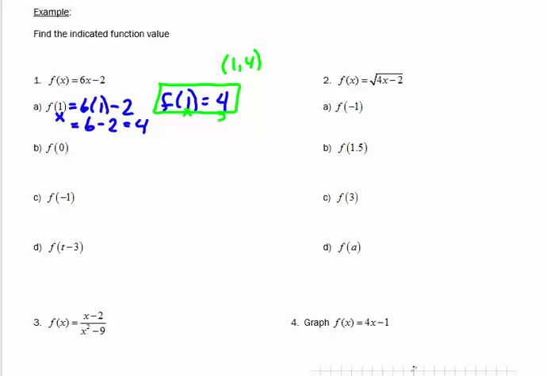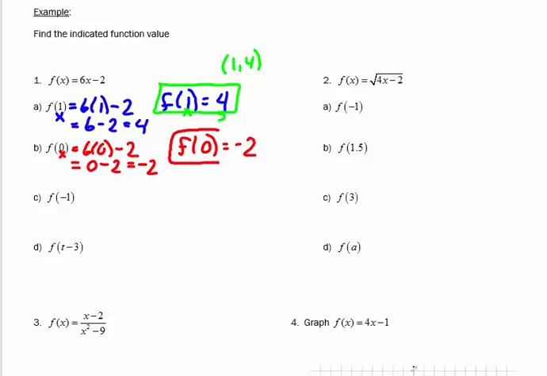Now let's try B, f of 0. That means plug in x being 0. So we get 6 times 0 minus 2. Well, 6 times 0 is 0, and minus 2 is negative 2. So that tells me that f of 0 would be negative 2. Again, making a connection to ordered pairs, my ordered pair would be 0, negative 2.